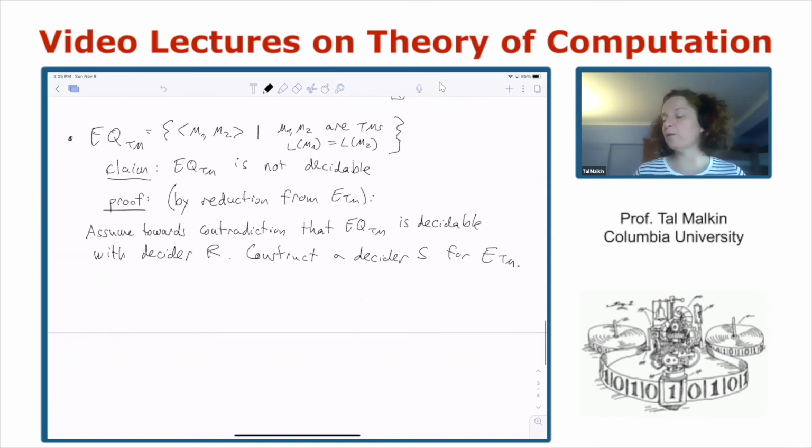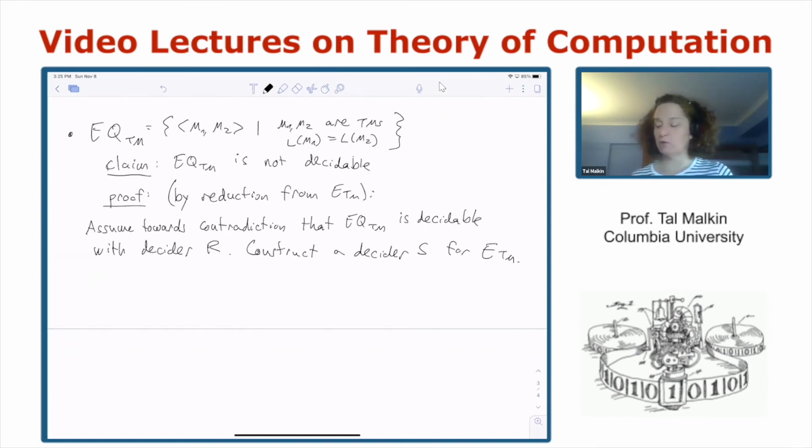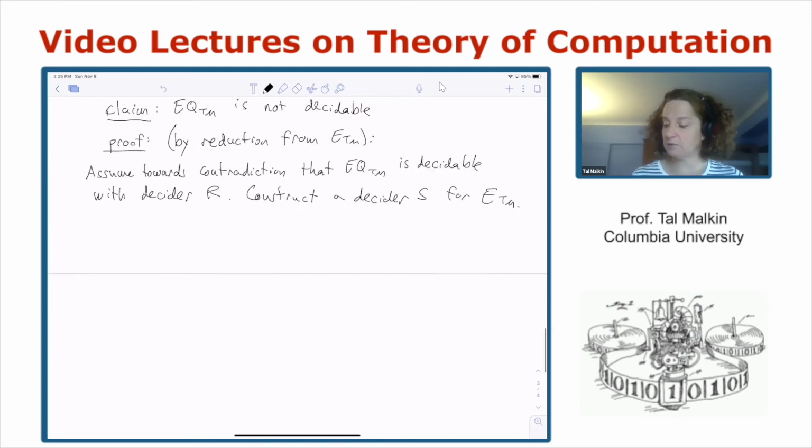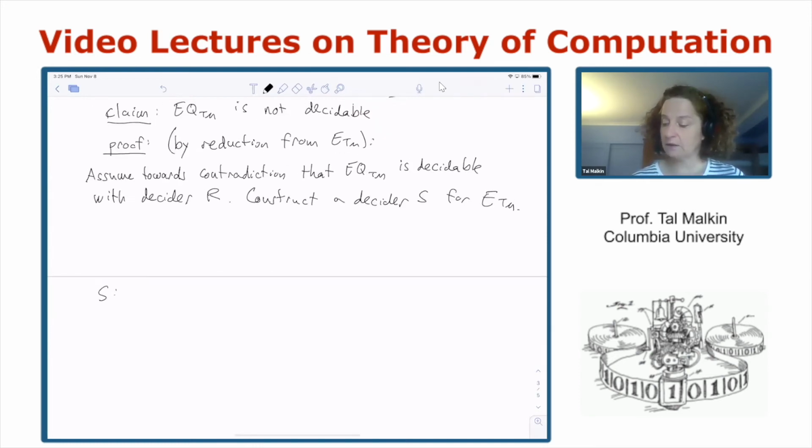Okay, so now think about it: you have an algorithm that can always answer whether or not two machines are equivalent, and you want to write an algorithm that solves the emptiness problem, that given a machine knows whether or not it's empty. Well, what I will do is check whether my given machine is equivalent to a machine that accepts the empty language, and that will solve the problem. So here is my S.